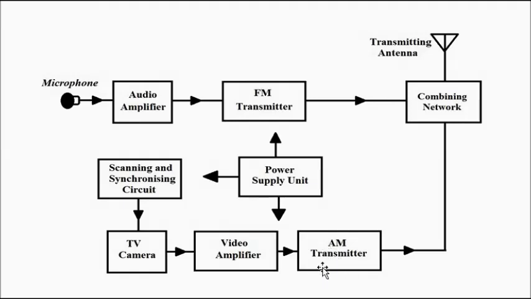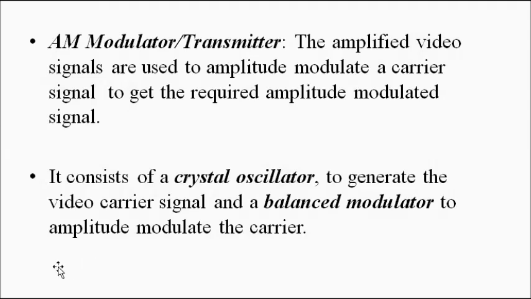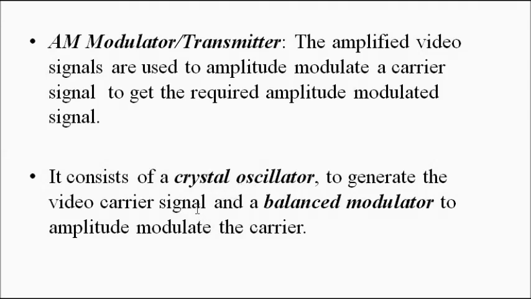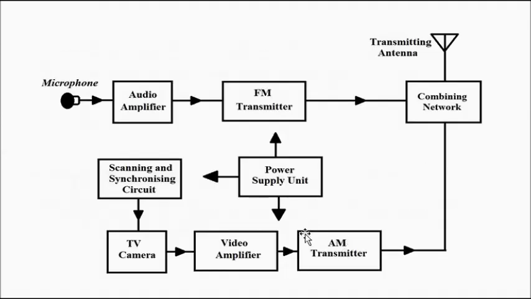I did not draw the crystal oscillator and the balance modulator because otherwise the diagram would have been very complicated. So the AM transmitter consists of a crystal oscillator which generates the required carrier signal. The basic concept of modulation, we know: one of the carrier signal characteristics, amplitude, frequency or phase, is changed with respect to the message signal. Here the message signal is the amplified video signal, the output of the video amplifier. The carrier signal is generated by a crystal oscillator and is modulated with respect to the amplitude, because it is amplitude modulation, and that happens in the AM transmitter. Now the video section work is finished. The scanning and synchronizing circuit helps in the scanning of the optical image. So we have the amplitude modulated video signal. The work of the video section is finished.